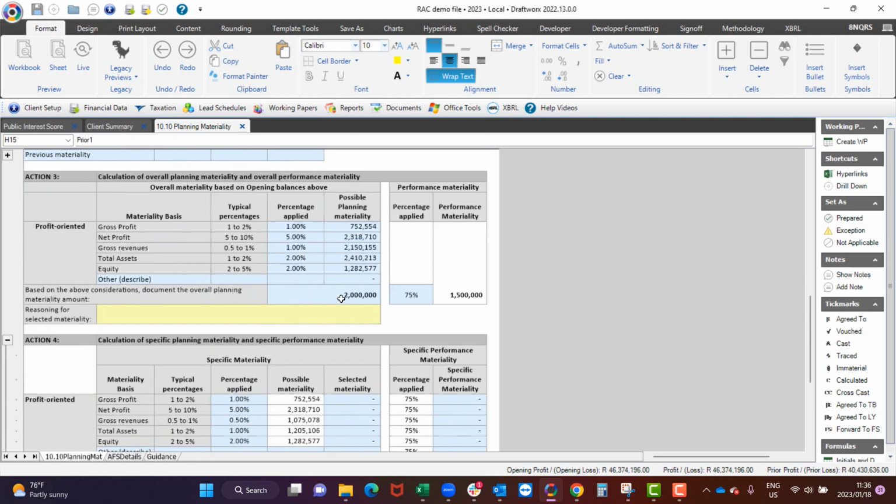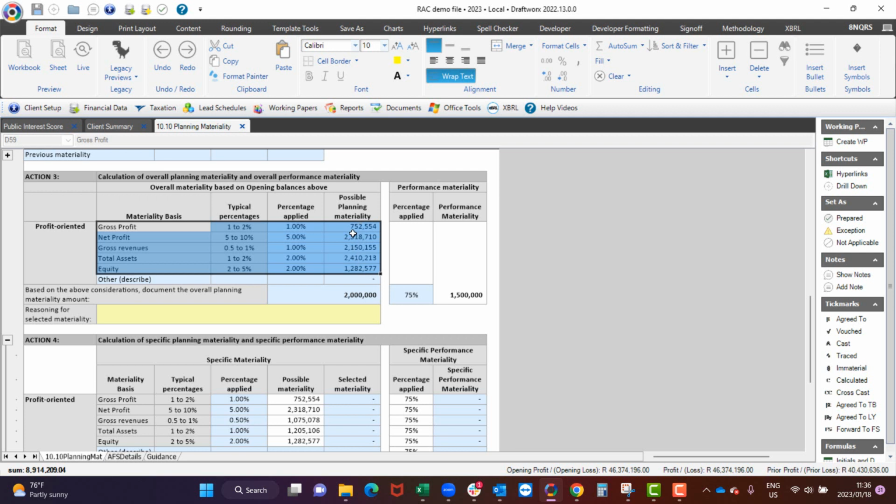Then we get to action 3. So action 3 is where we need to identify the materiality, so the actual materiality. And this gets done by applying typical percentages to certain materiality bases. Okay, so very important to note which basis you would like to use. You need to understand the nature of the entity, you need to understand the business, you need to understand where the entity actually shows its growth, ultimately to determine the materiality figure.